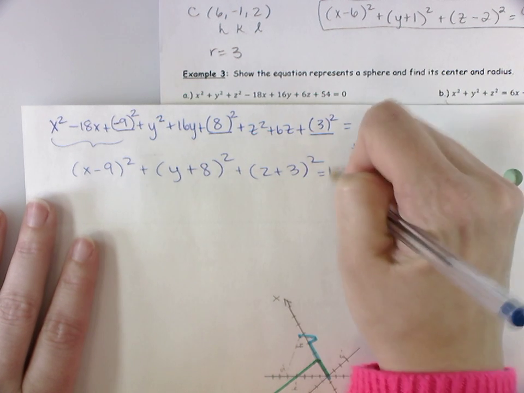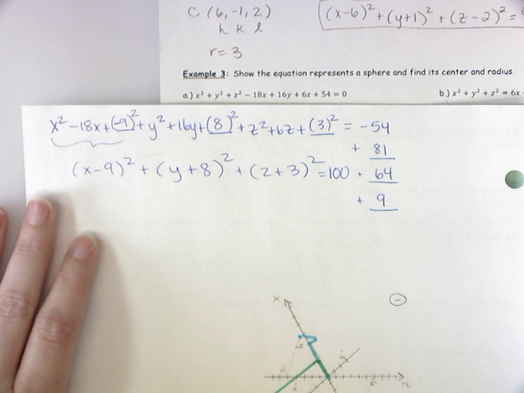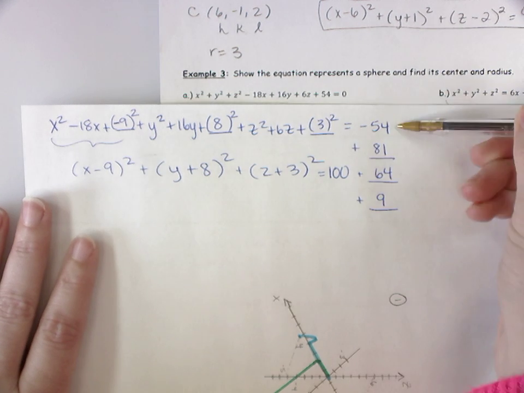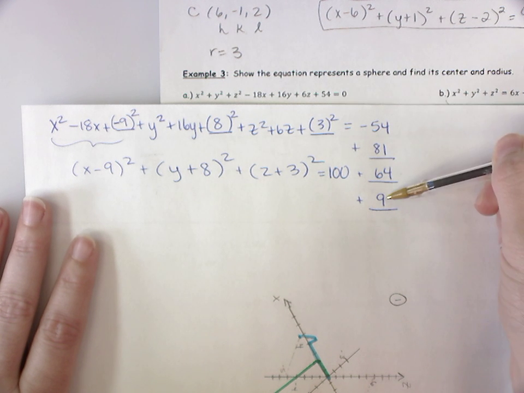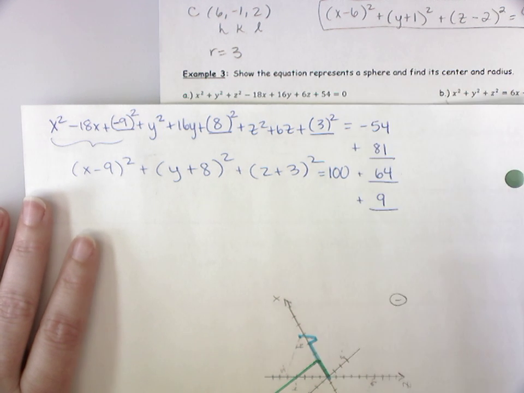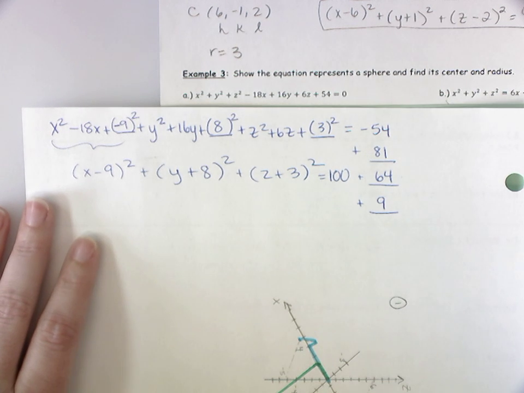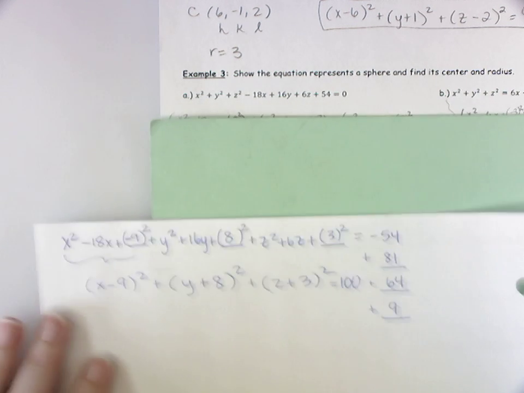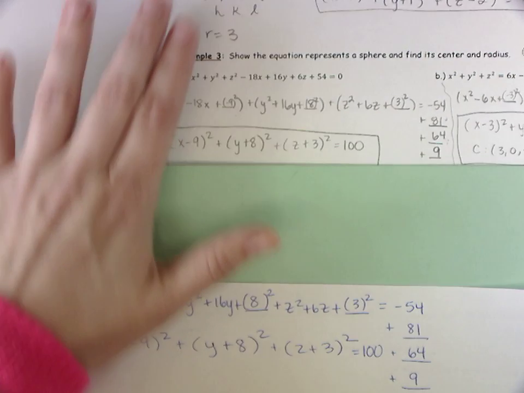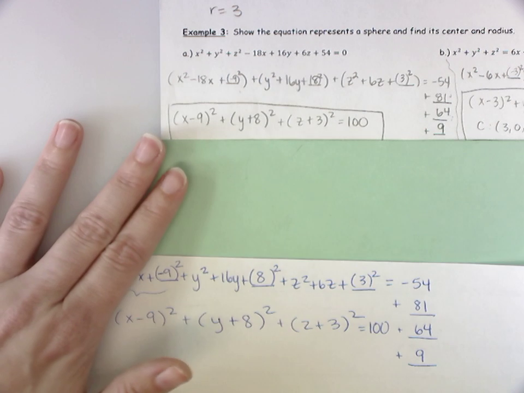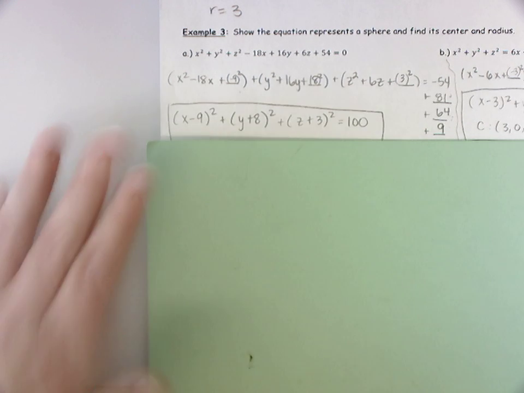Okay, and then we get that it is equal to 100 is what we should have. An easy way to do this in your head is 64 minus 54 would be 10, right? And then 81 and 9 would be 90. 90 and 10 would be 100. And so what we're going to do is write our equation, but then it also says find the center and find the radius.